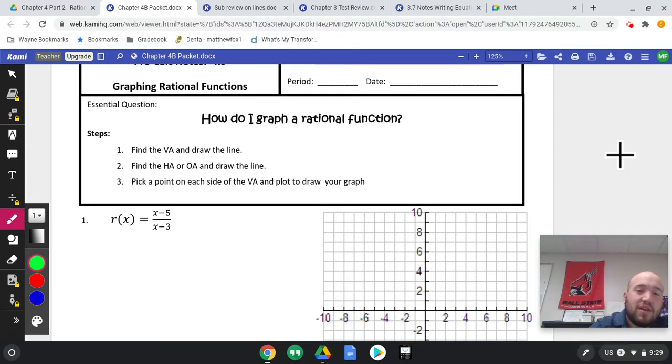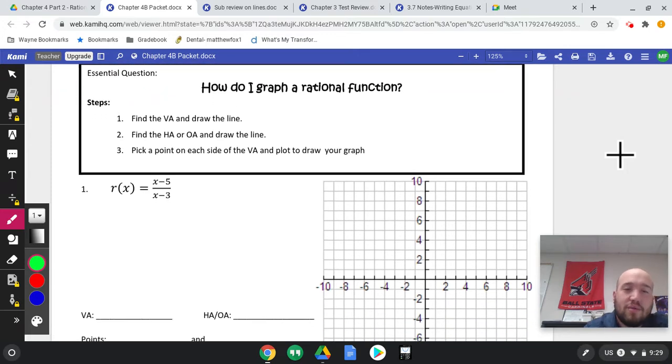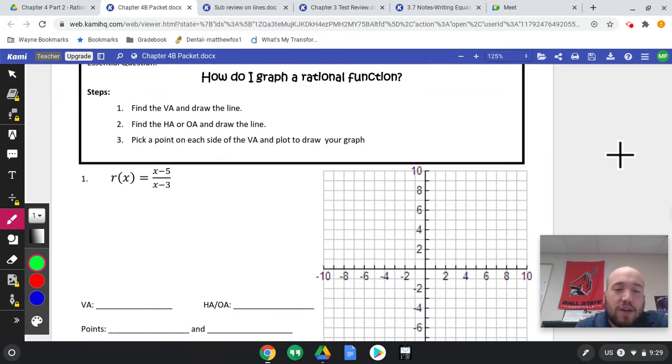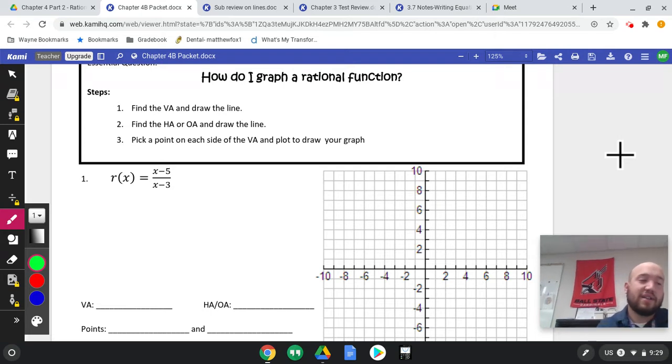Today, our final thing, we're going to take what we learned yesterday and we're going to apply it. We're going to figure out how do we graph these functions. Okay, so step 1 here says we need to find our vertical asymptote and draw that line.